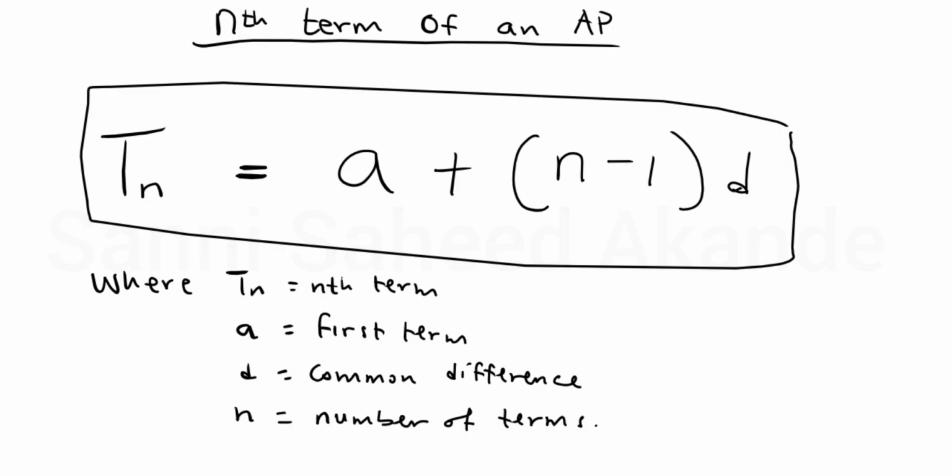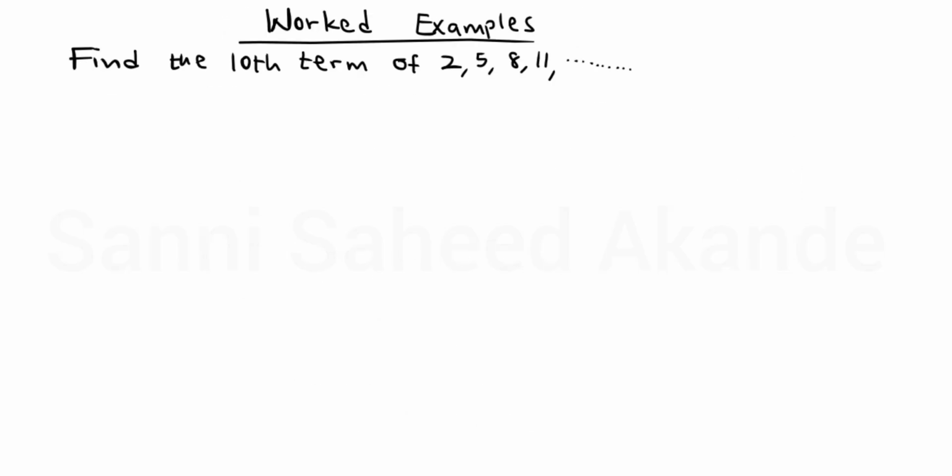Now let's begin to take some worked examples. The first question says, find the 10th term of 2, 5, 8, 11, and so on. All right, solution. Okay, so in this AP given to us, 2, 5, 8, 11, and so on, the first term here is 2. Okay, meaning that our A is equal to 2.